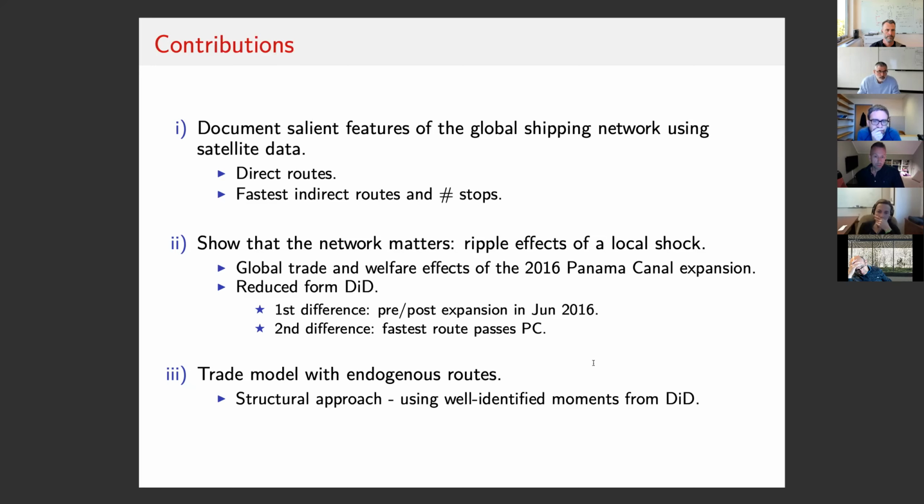And we're going to do this in two different ways. First, a simple diff-in-diff, where we use our knowledge about the network structure to identify which ports or port pairs are using, or are likely to use, the Panama Canal. Then we can look at trade between countries that are using the Panama Canal more or less intensively. So that's basically the idea.